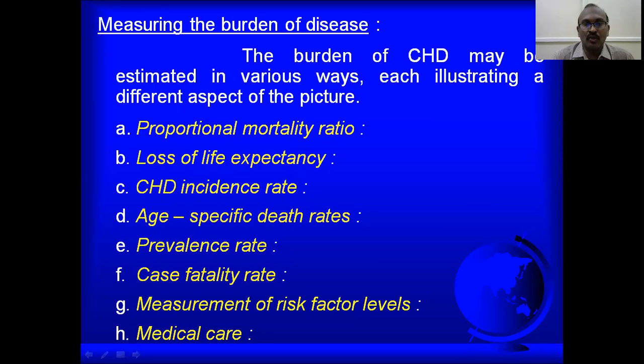Measurement of risk factor levels. The burden of disease is also known by measuring the risk factor levels like cigarette smoking. What is the prevalence of cigarette smoking among the population? Then we have alcohol consumption, serum cholesterol levels, lipoprotein levels, and also the prevalence of hypertension. So the various risk factor levels can be measured, and if we measure these, we can quantify the burden of CSD in the community.